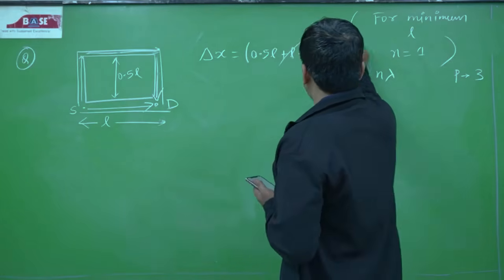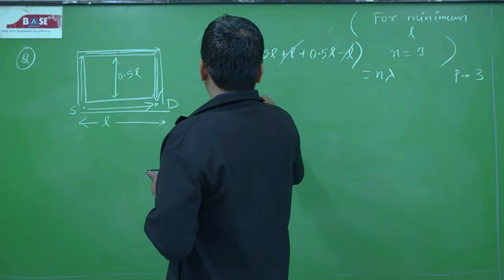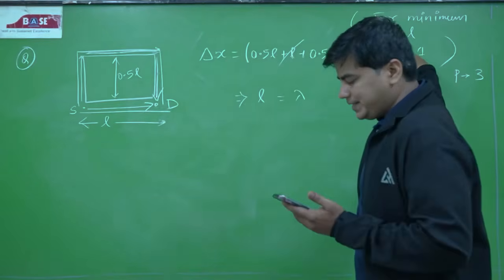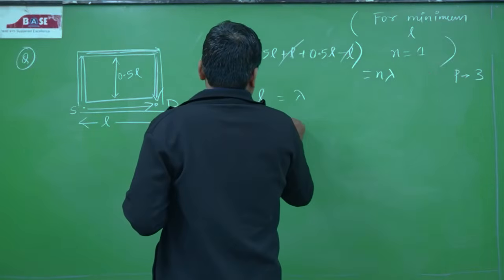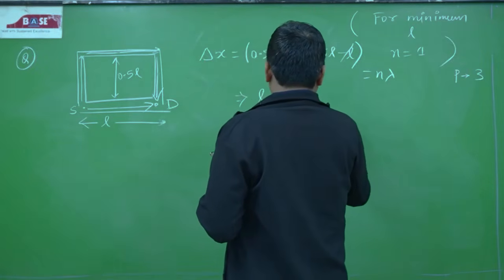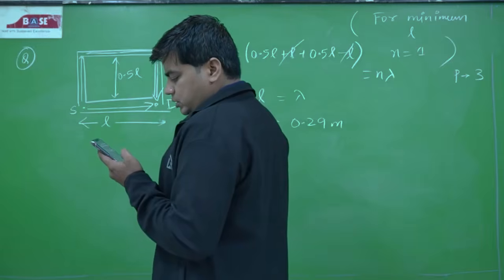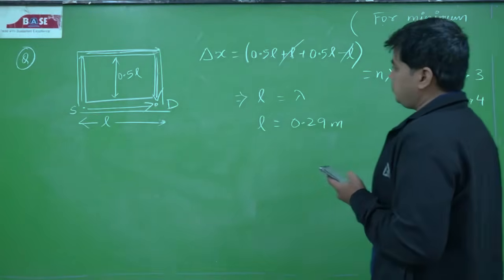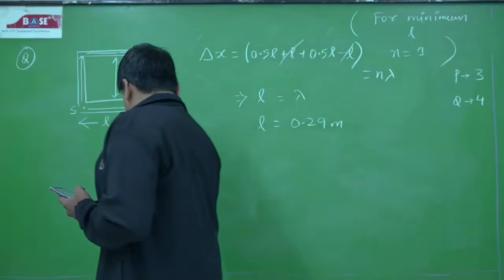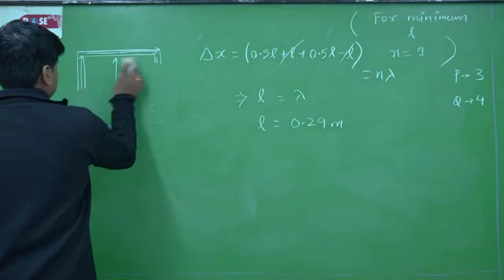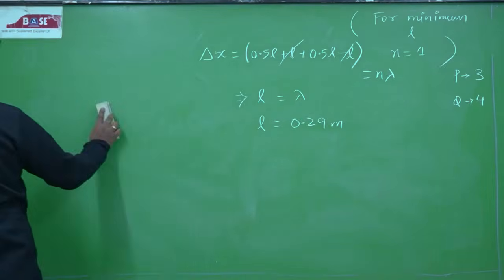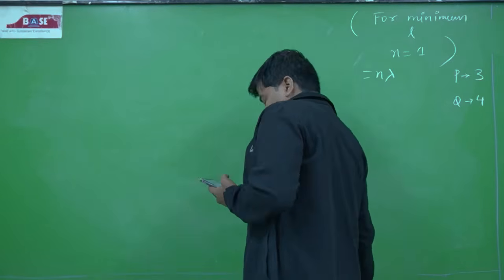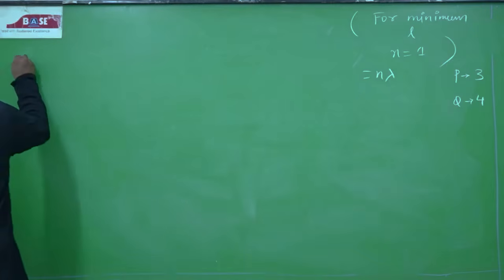Now you can see L and L cancel out. This becomes just 2L. So L becomes equal to lambda, because n is equal to 1. It will be for all the cases, and I'll get the value for L as 0.29 meters, and that is in option number 4. That means Q becomes 4. Alright. Similarly, I'll do the third case, that is R.